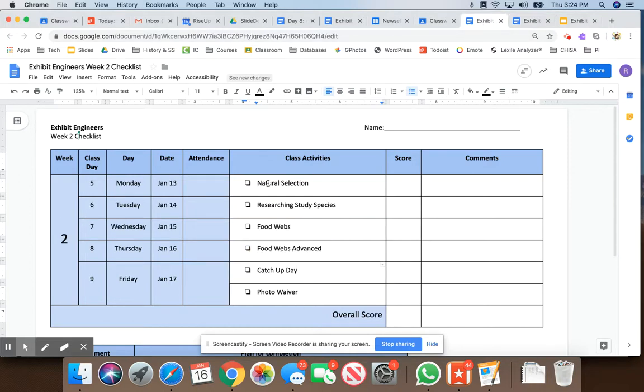Then this week, we did natural selection on Monday. We found and researched our study species on Tuesday. And then food webs was yesterday and today. Tomorrow or Friday is going to be a catch-up day. So it's a quick overview of what we're doing.